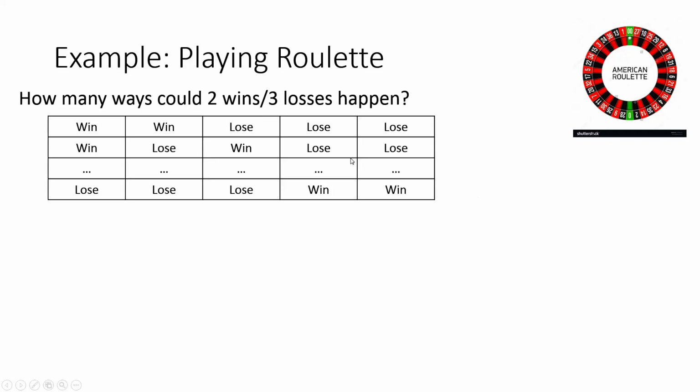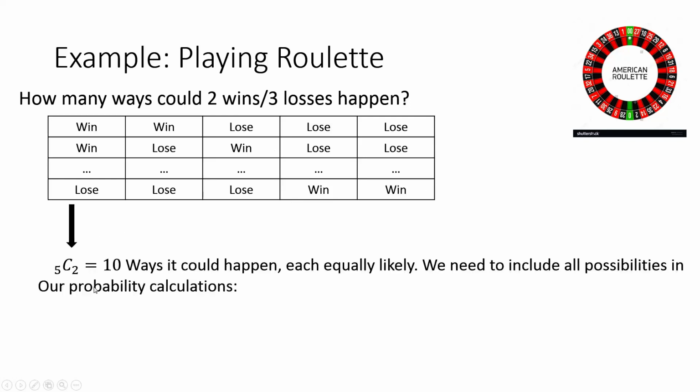Well, this is really just a counting problem. You have 5 slots and you want to see 2 wins, right? So there's going to be 5C2. That's 10 ways it could happen, and all of them are equally likely. But when we're talking about the probability of winning 2 out of 5, we need to include all those possibilities in our probability calculations.